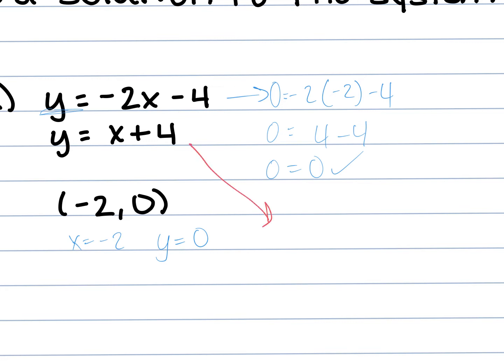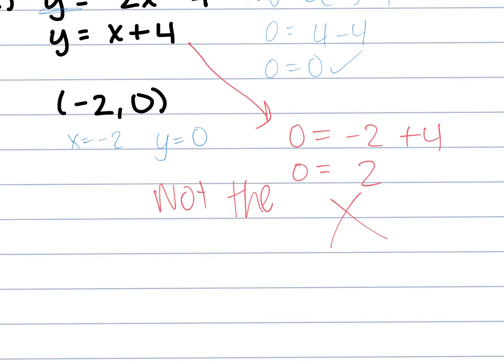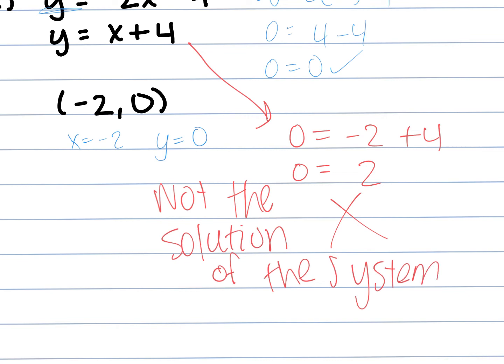Okay. AJ, when you plug it into the second one, what do you get? 0 equals negative 2 plus 4. Colin, what's negative 2 plus 4? 2. Did it satisfy this equation? Okay. So check this out. This point is going to lie on the first line, but will it lie on the second line? So is it the solution of the system? And the answer is no, okay? It's not the solution of the system. Why not?